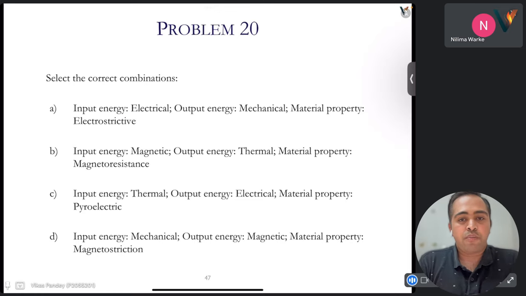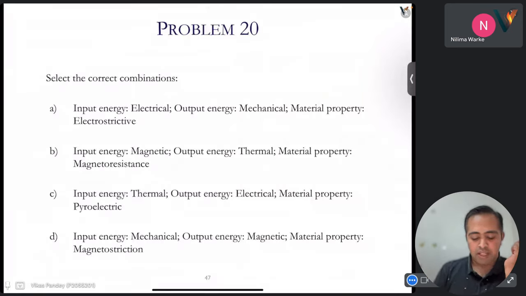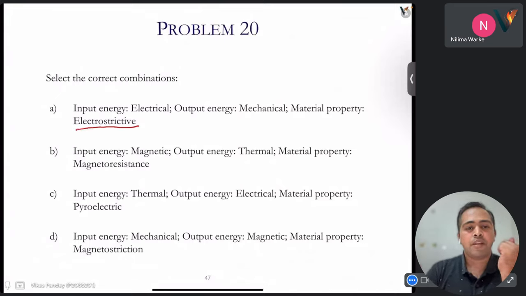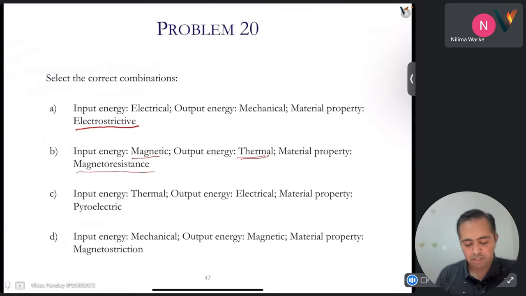Okay, now select the correct combination. If this is about transduction, input energy is electrical, output energy is mechanical, and the material property is electrostrictive. Is it true or false? Second one, we will discuss one by one. Input energy is magnetic, output is thermal. There is nothing like that. Magnetoresistance. Then input energy is thermal, so we are putting some heat and getting some electrical property. Is it pyroelectric? This is correct, right?